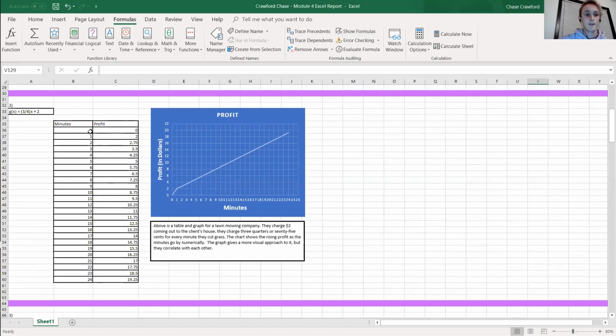So I made a chart that labeled the minutes from 0 to 24, and then the profit. And the way I got the profit was, for 0, I didn't do anything because 0 is 0. If you're not there doing anything, then there's no profit. But if you actually go out there and start working, then it'd be $2.